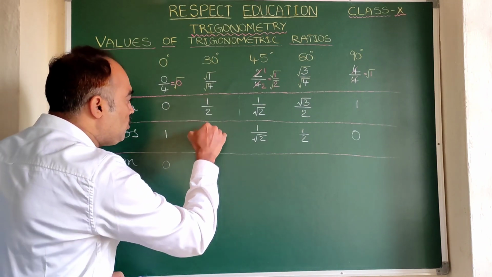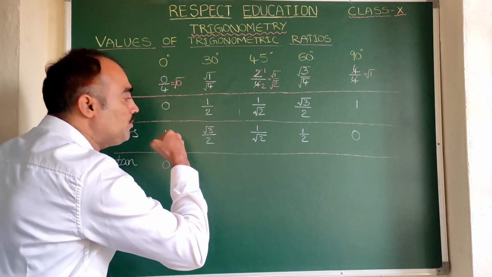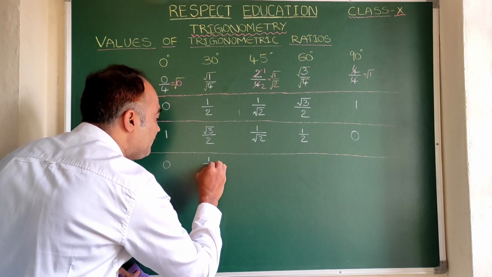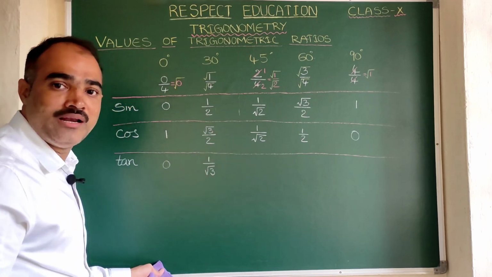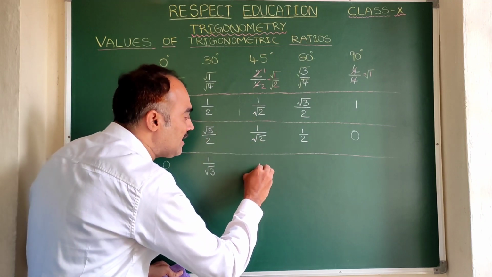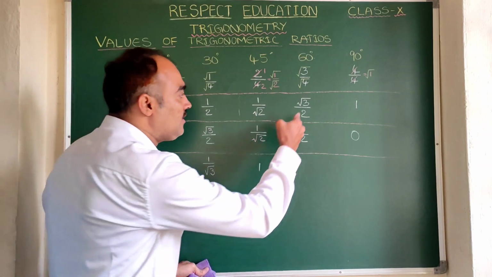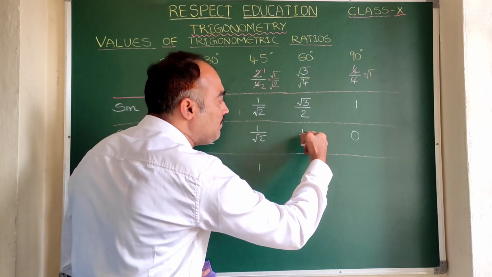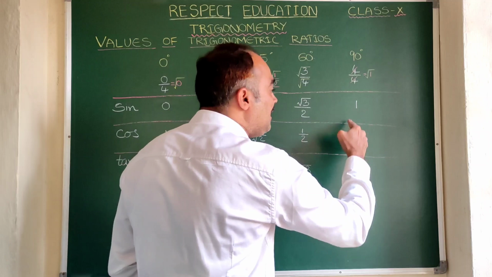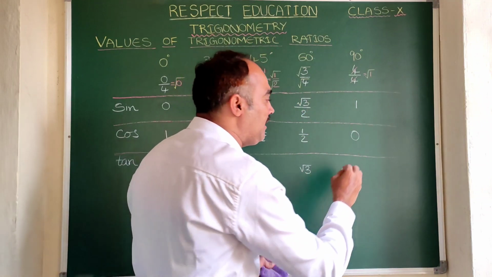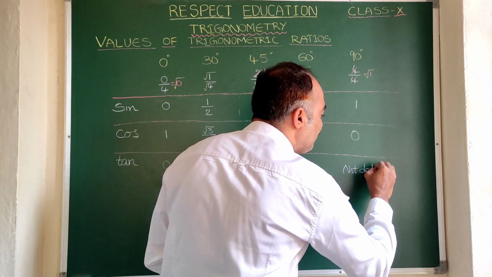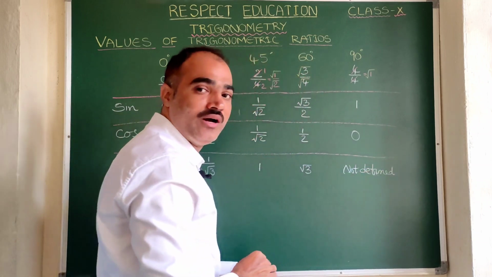Similarly, 1 by 2 divided by root 3 by 2, cancel 2 and 2. It is 1 by root 3. Is it clear to all? Here you see 1 by root 2 completely cancels with 1 by root 2. Here you will get 1. Here you cancel 2 and 2. Root 3 by 1 can be written as root 3. 1 by 0, any number by 0 can be written as not defined. Is it clear to all?